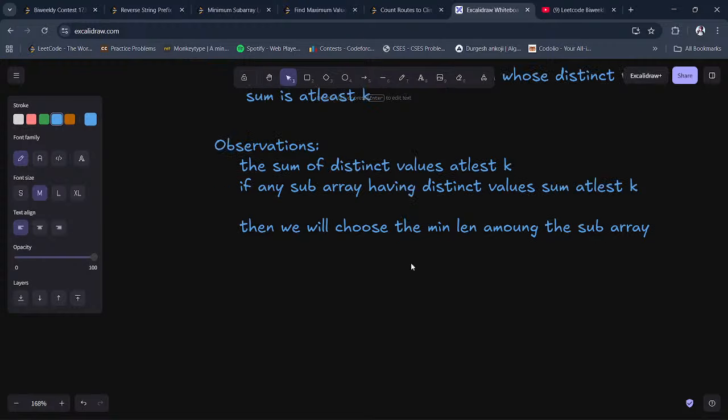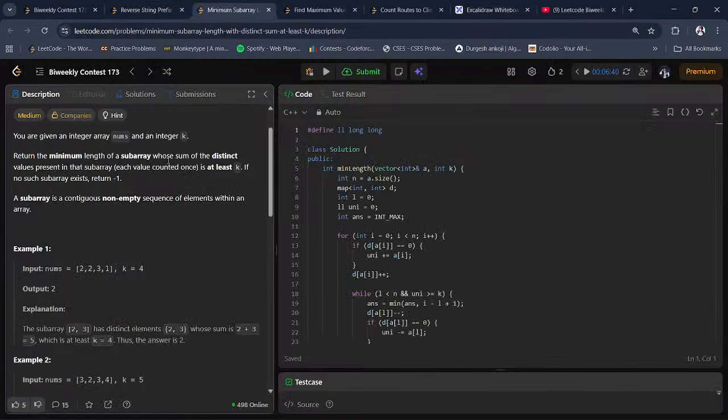This might seem a bit difficult for those who have never solved a problem on subarrays, so I will try to explain with an example, which would be much better. We'll take the example 2, 2, 3, 3, 1 with k equals 4.